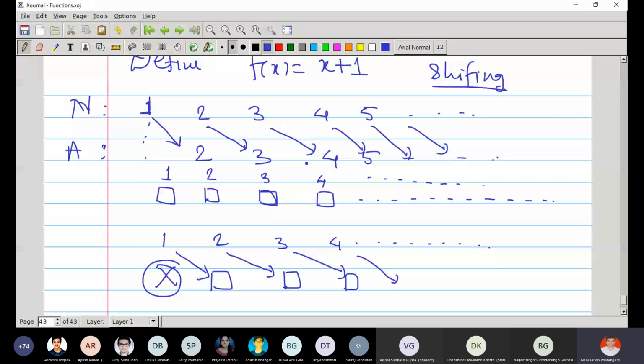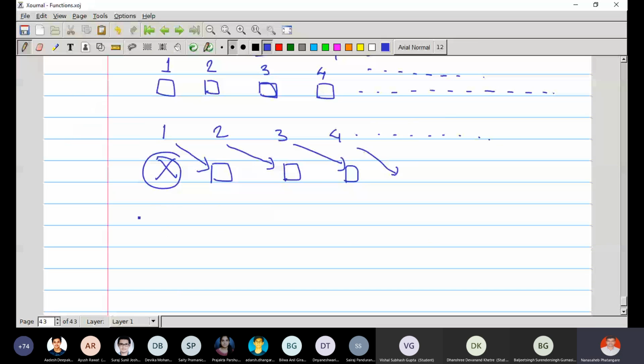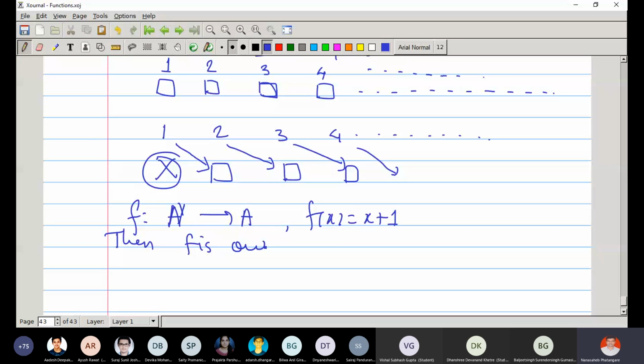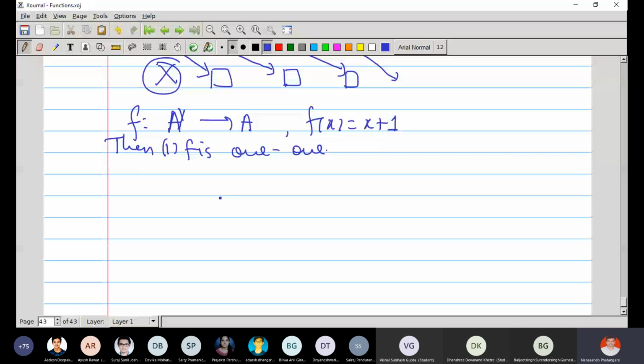So if I define a function from natural numbers to our set A by f of x equals x plus 1, can you say that f is 1-1? Why? How will you prove that this function is 1-1? You know what our set is? Set A starts from 2, 3 up to infinity. How to prove f is 1-1?